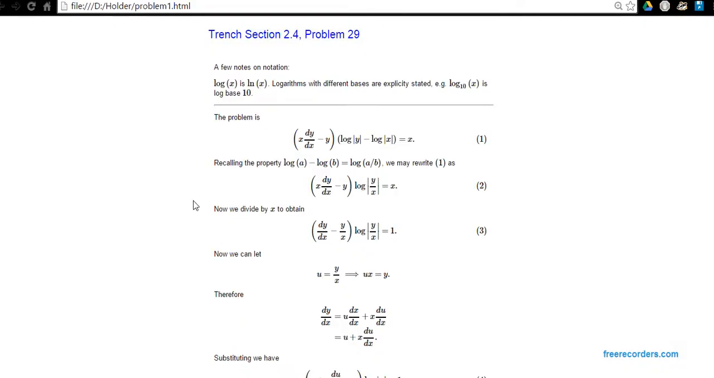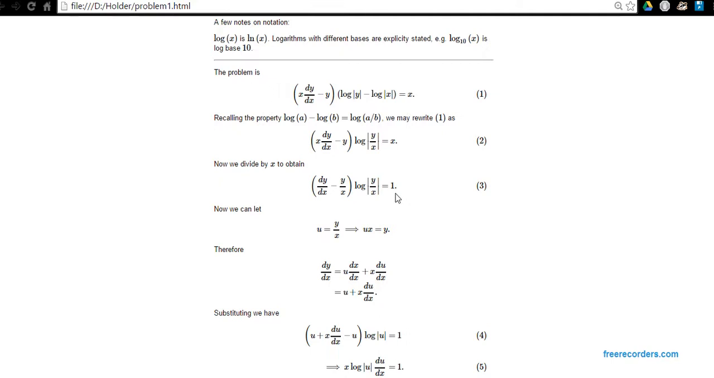So the problem is x dy/dx minus y times the difference of two logarithms equals x. By the ubiquitous property of logarithms that we've been seeing since high school, log a minus log b equals the log of the quotient of whatever's inside. So we have x dy/dx minus y times the log of y over x equals x. And then I divide by x, assuming it's not 0. So we have dy/dx minus y over x times log y over x equals 1, since x over x is just 1.